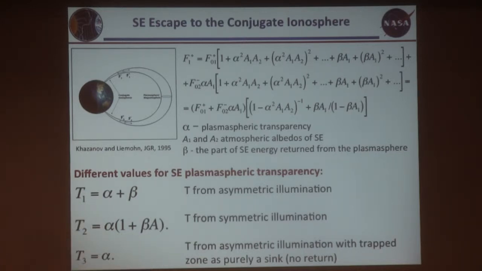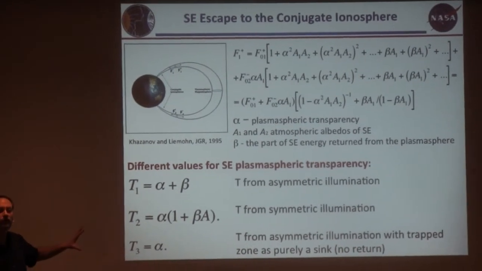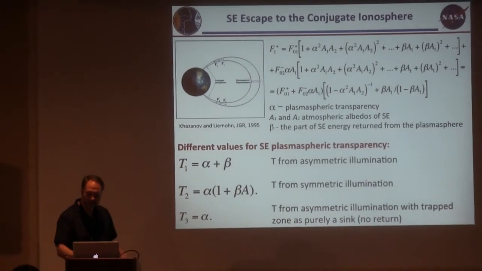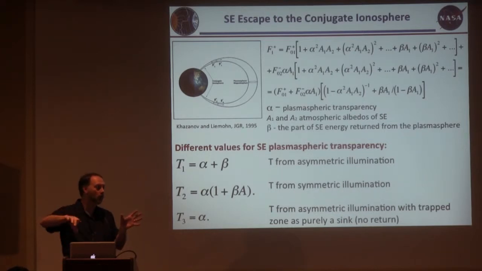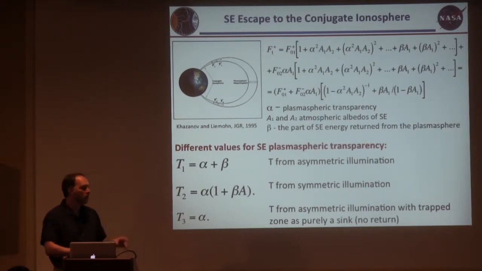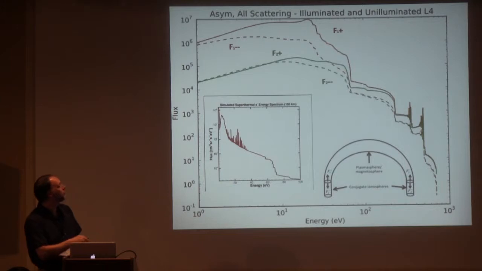And so how do you determine these alphas and betas and various albedos in here? He came up with a method of how to do that based on the calculation by turning off and on various amounts of scattering, whether you're scattering stuff into the trap zone and allowing it to come back or not allowing it to come back, turning off and on the illumination, allowing it to return from the conjugate ionosphere. And you can get a handle on the contribution of each of those terms to the amount of material bouncing around inside between the conjugate ionospheres. So you can do these calculations.